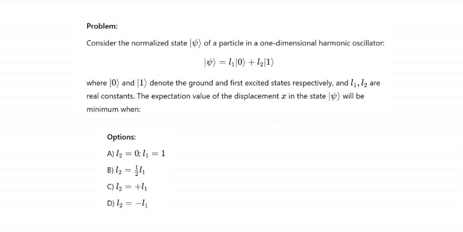Consider the normalized state of a particle in a one-dimensional harmonic oscillator, which is described by this linear combination of two states, 0 and 1, which denote the ground and first excited state of the harmonic oscillator, and L1 and L2 are the constants. The expectation value of the displacement in the state will be minimum. So the four options are given, which gives the relation between L1 and L2.